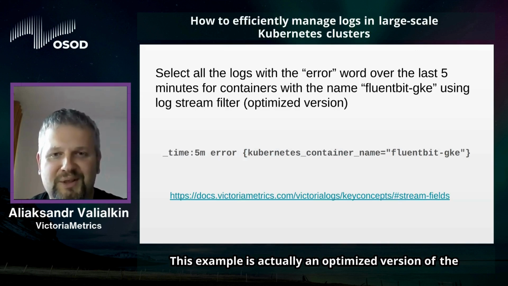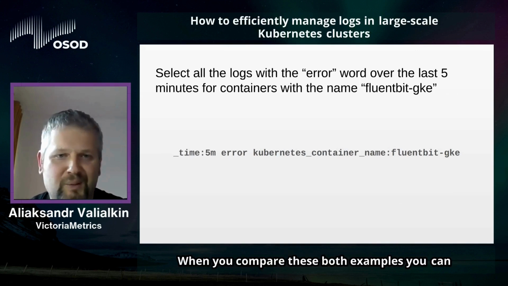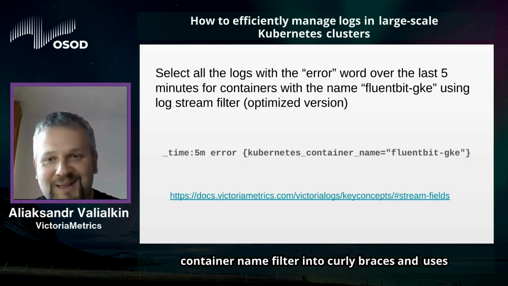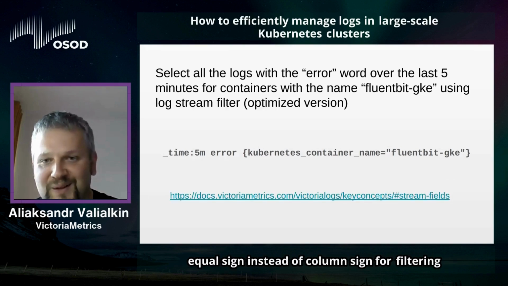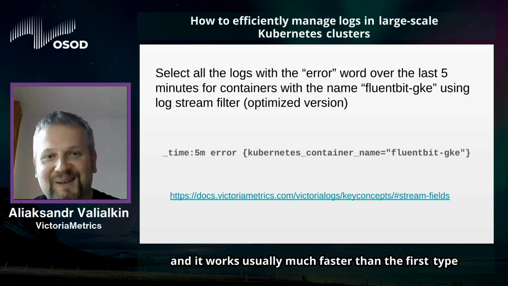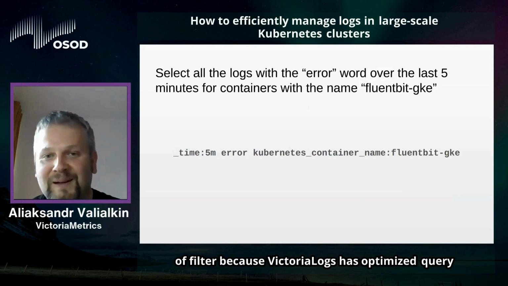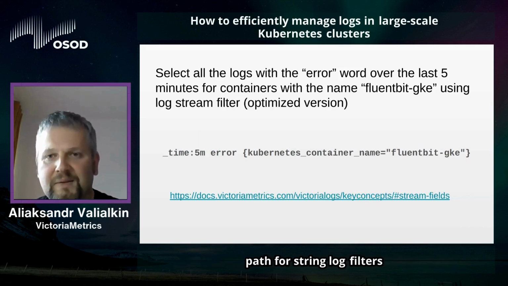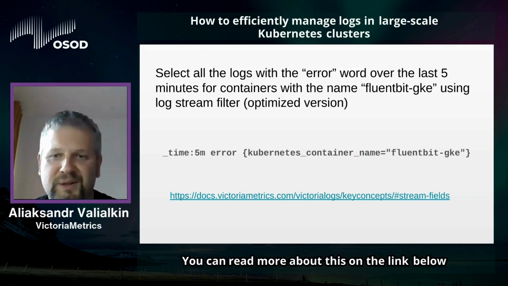This example is actually an optimized version of the previous example. When you compare both examples, you can see that the next example just puts this Kubernetes container name filter into curly braces and uses an equal sign instead of a colon for filtering. Such a filter is named a log stream filter, and it usually works much faster than the first type of filter, because VictoriaLogs has an optimized query path for stream log filters. You can read more about this on the link below.